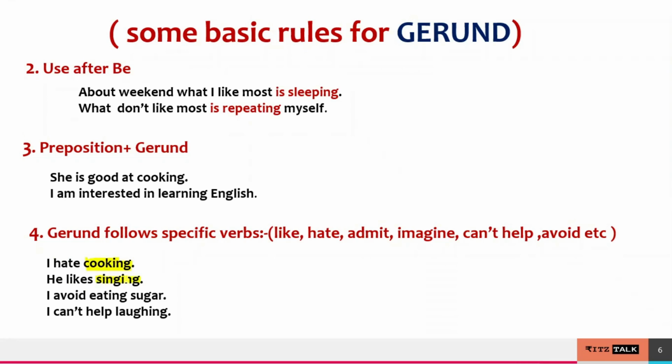इसका मतलब क्या है? जब कोई चीज आप पसंद बता रहे हो, मुझे ये पसंद है, मुझे वो पसंद है, and that is in verb form, ing form. So I hate cooking. I like singing. I like eating. I like dancing. He imagines dreaming. He imagines being a king. He admitted smoking. So this kind of sentences we can make, where gerund comes after these verbs in ing form.